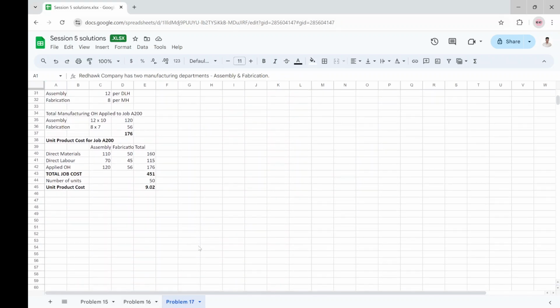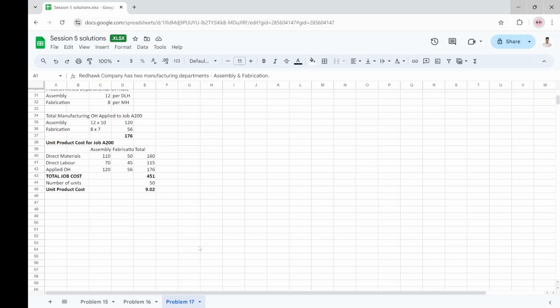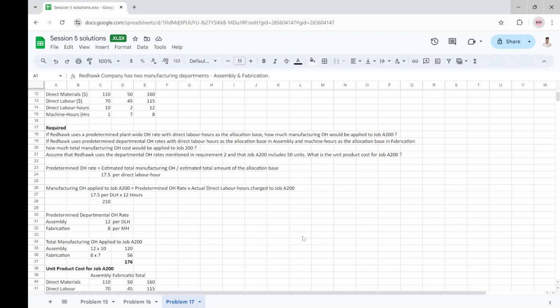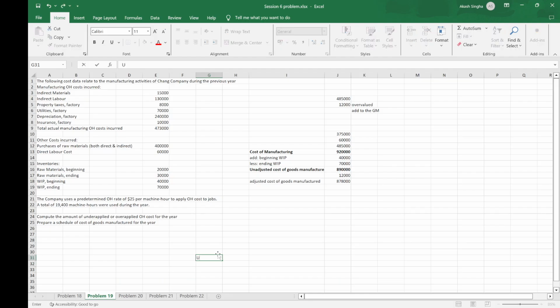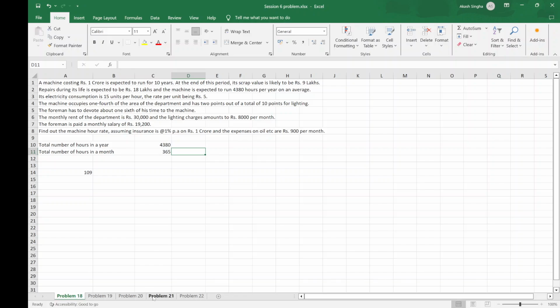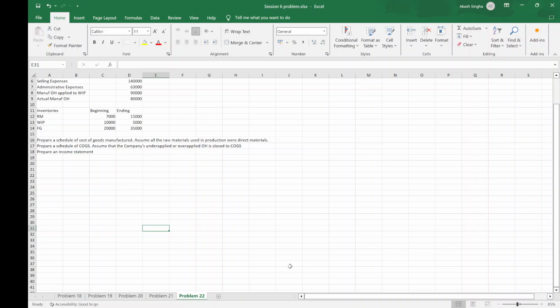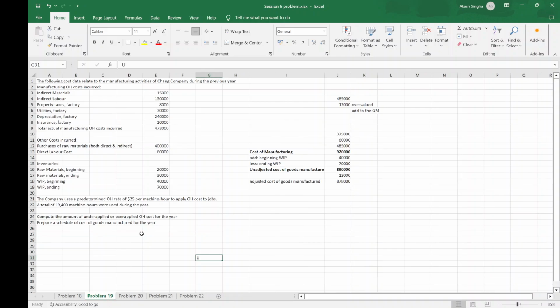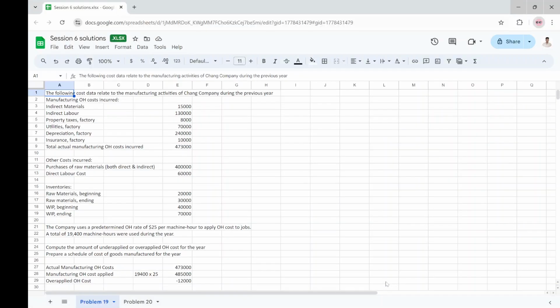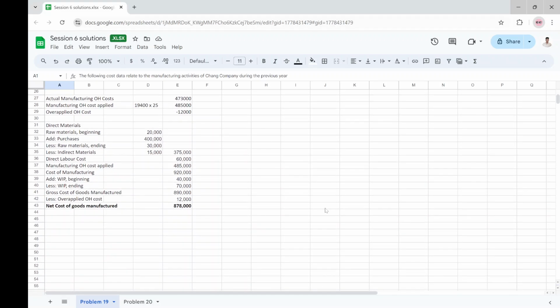Yep. Now the next one. So let's continue for session 6. We didn't do problems 18, 21, and 22. I think those were given at the end for the extra kind of questions. So I'll do it in that sheet only because I didn't do it here. For this, I think only 19 and 20 were given. So let's calculate for that only. Okay.